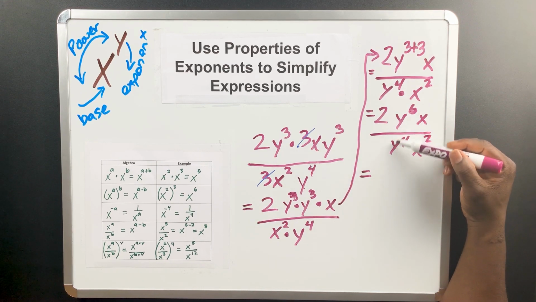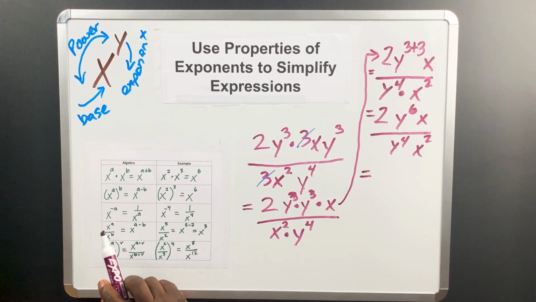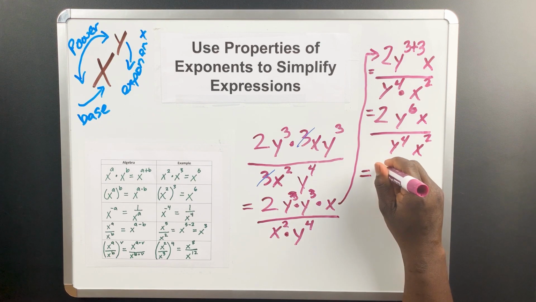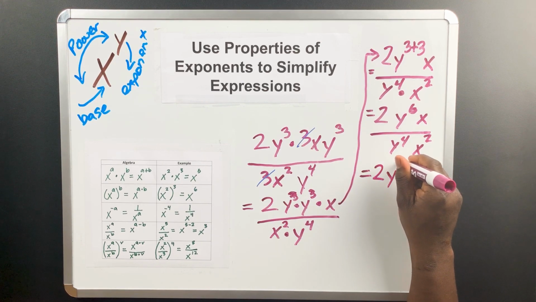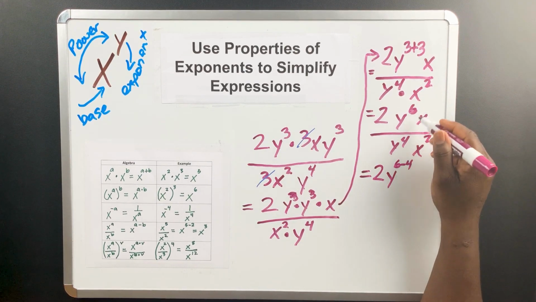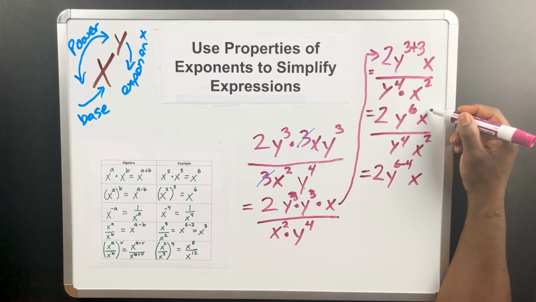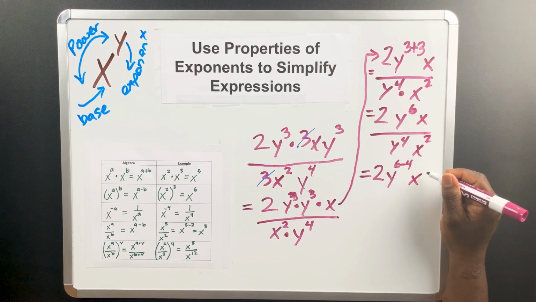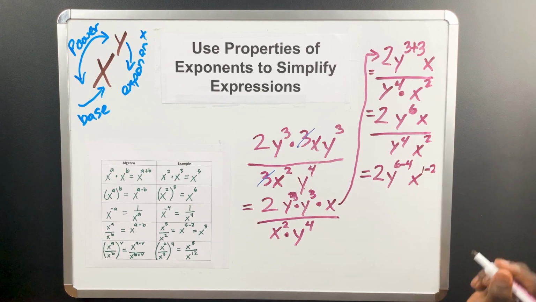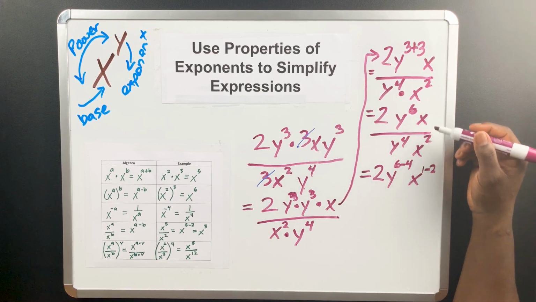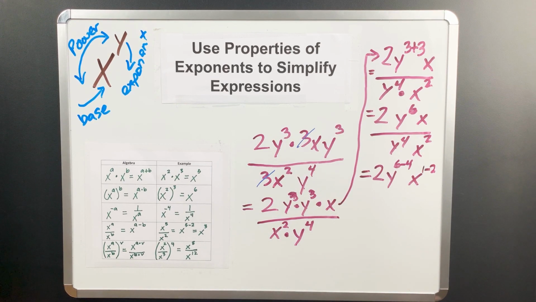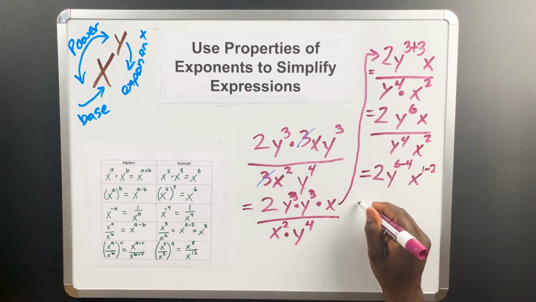Now, I see that in this case, we're dividing powers with the same base for both the y and the x. Let's see if we can find that property. Yes, it's right there. When you're dividing powers with the same base, keep the base and subtract the exponent in the numerator minus the exponent in the denominator. So we're going to do that. So we have 2 times y to the 6 minus 4, and then times x. Now you can't see an exponent here, but it's really a 1. So that's going to be 1 minus 2. It's assumed to be 1, just like the coefficient in front of a variable is assumed to be 1. All right, we're almost there.